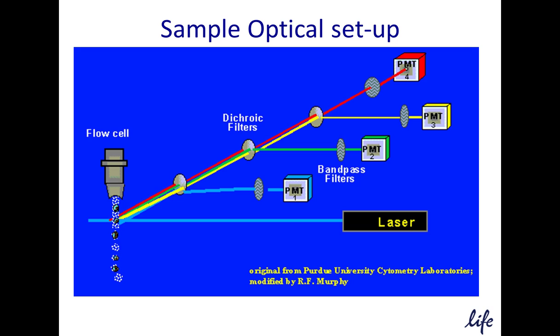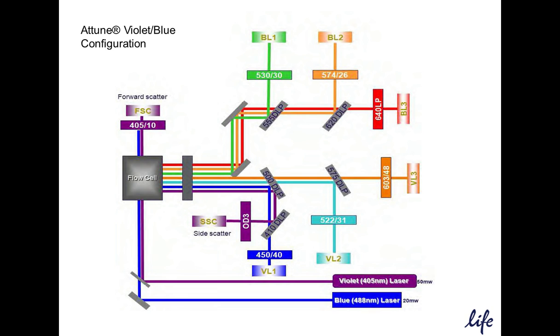So here's an example of a very simple optical setup. This is using the laser and filters to direct the light to the collecting devices, here labeled as PMTs, or photomultiplier tubes. This is a simple diagram showing the fluorescence collecting at 90 degrees with 4 detectors and 1 laser.